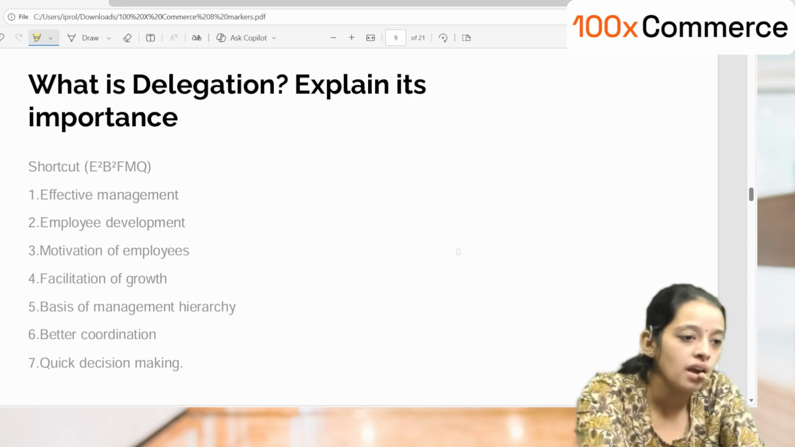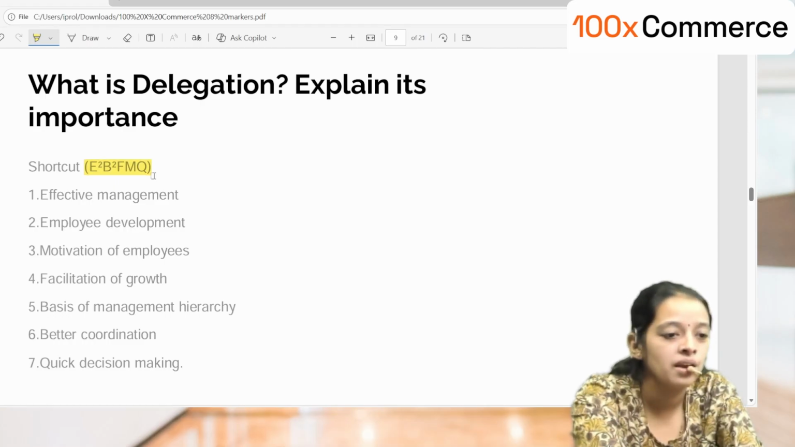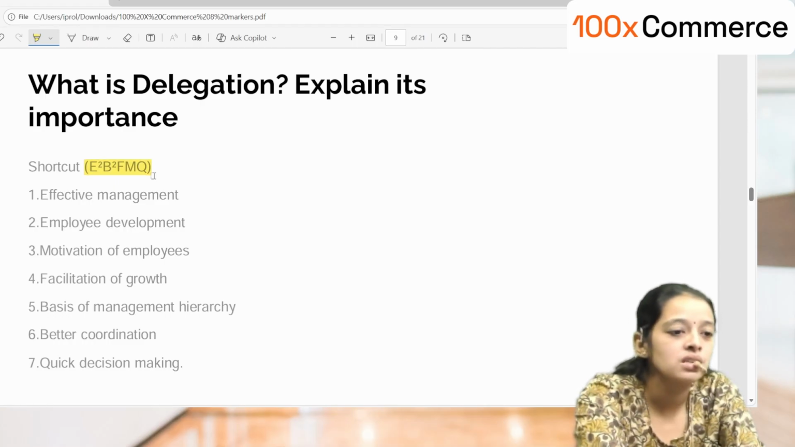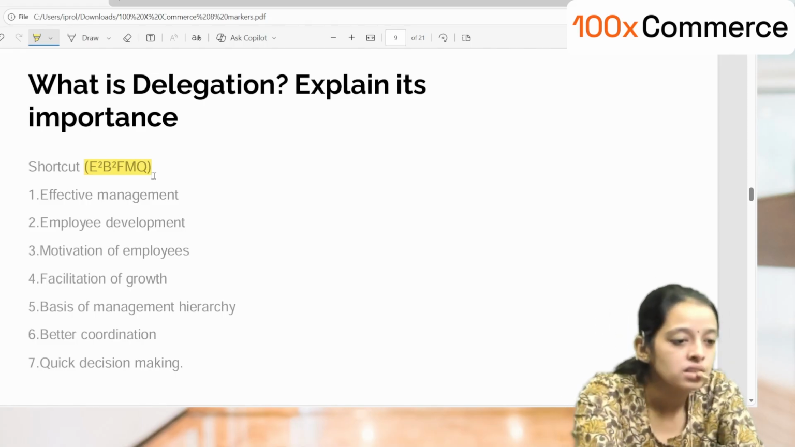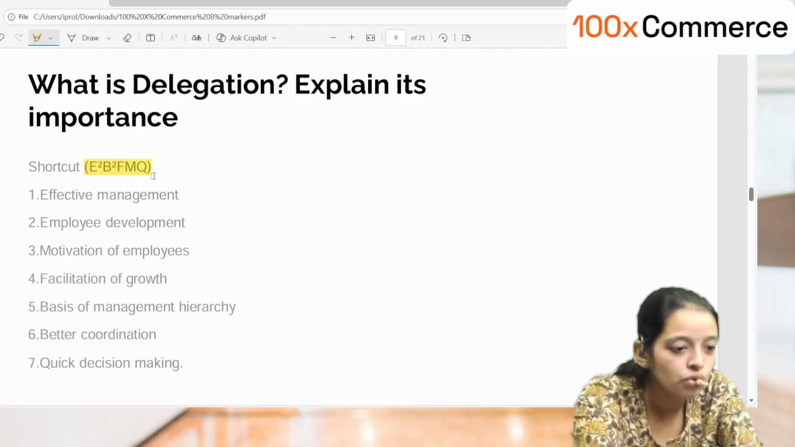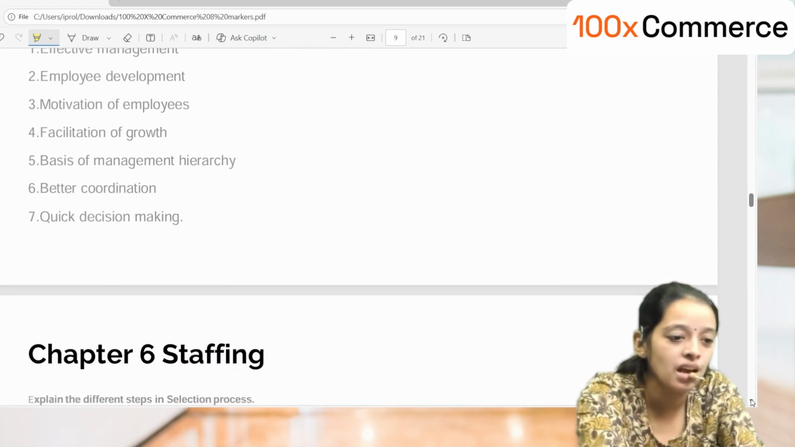So now we have a shortcut to remember this, that is E square B square F M Q. So E square stands for effective management, employee development. B square stands for basis of management hierarchy, better coordination. F stands for facilitation of growth. M stands for motivation of employees, and Q stands for quick decision making. So I hope these shortcuts will be very helpful for you.